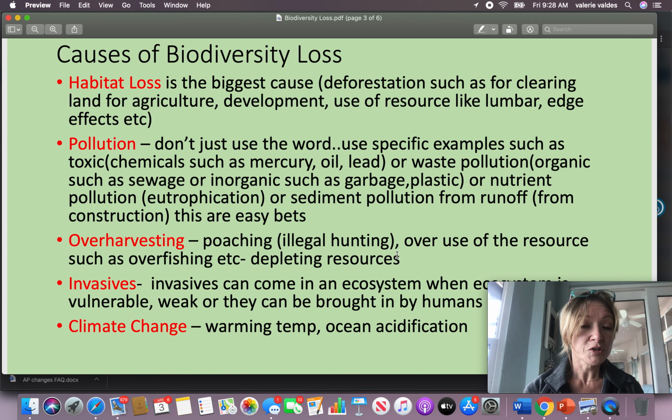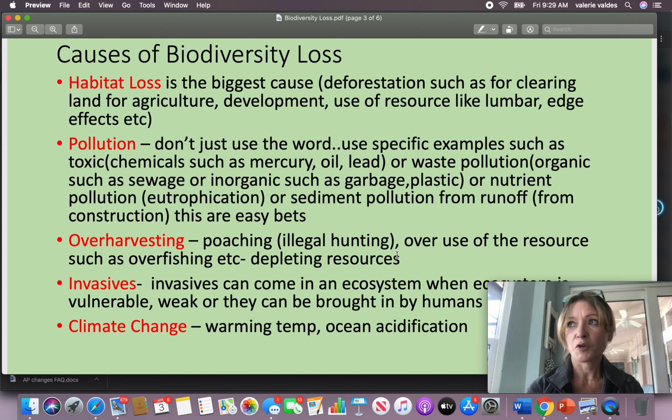When you're talking about pollution, don't just use the word pollution. You got to make sure that you're giving a specific example of pollution. So you can talk about toxic pollution, like when we talk about heavy metals, like mercury. Even when some of you had already mentioned petroleum, oil, that's toxic. Waste pollution, whether it be sewage, garbage, plastic. Some of you mentioned eutrophication, so that would be nutrient pollution.